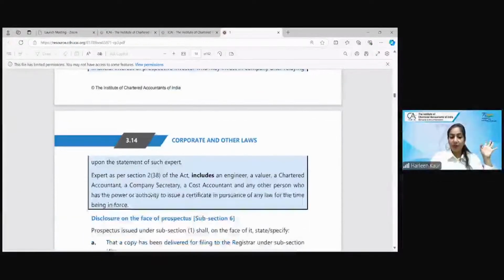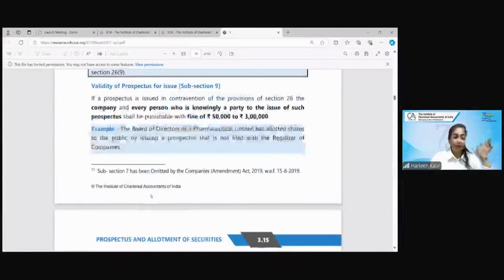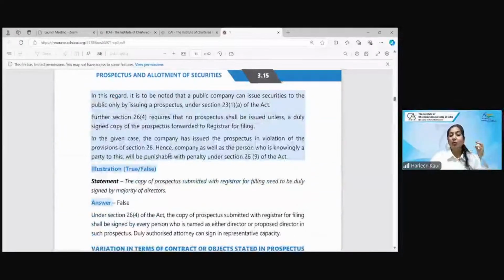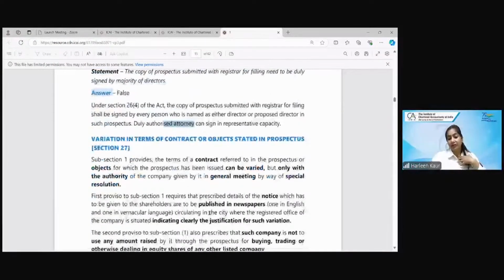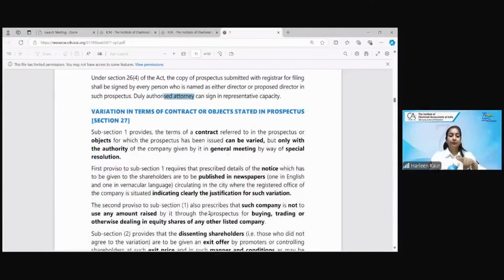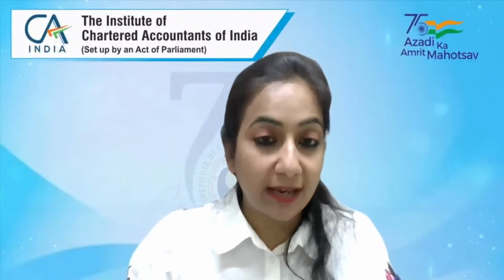Expert statement is also clear. I hope we can move to section 27 now. There is nothing additional over here. So this is the question. Copy of prospectus needs to be signed by majority of directors. No, false. You have already answered this. All the directors, or a duly authorized authority, can also sign as representative. We'll complete section 27, then I'll take a small break of 5 minutes and then we will do section 28 and 29.